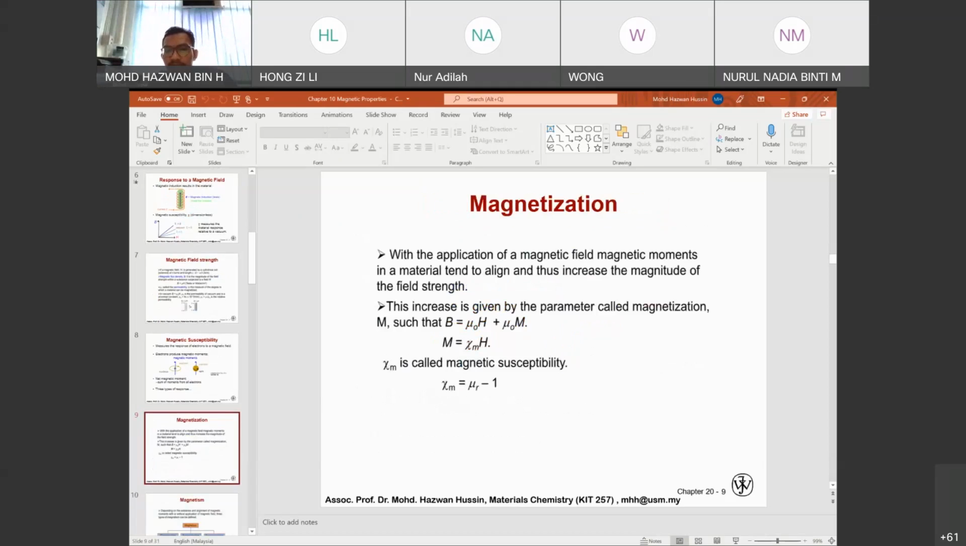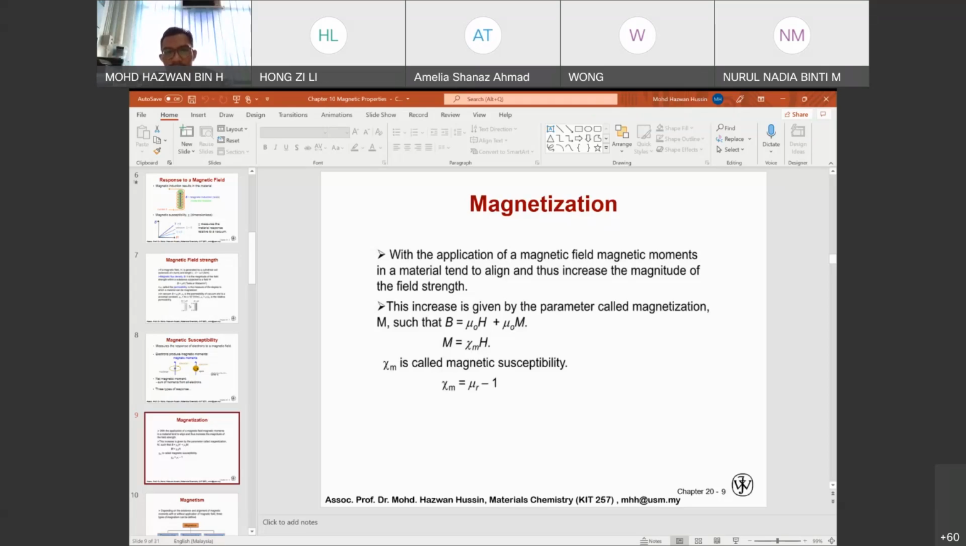And the magnetization means that with the application of a magnetic field, magnetic moments in the material tend to align and thus increase the magnitude of the field strength. So what does this statement mean? It means that you have a material that has magnetic moments, but the alignment is not really in order. It's a bit random. So when you apply a magnetic field to this permanent magnet, it will align the moments, and this will give more strength to the material to have magnetic properties. This phenomenon is called magnetization.